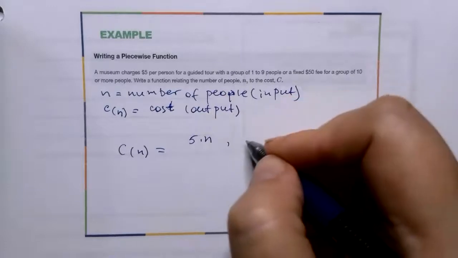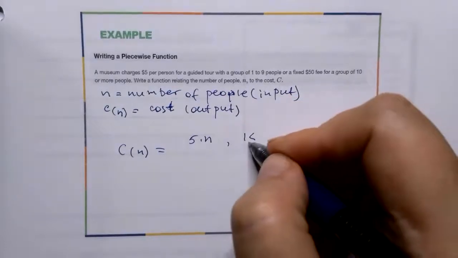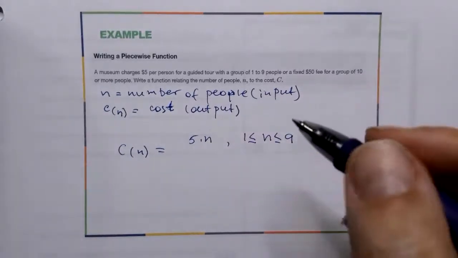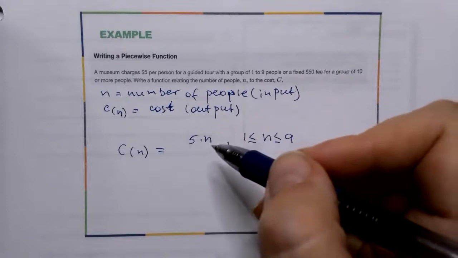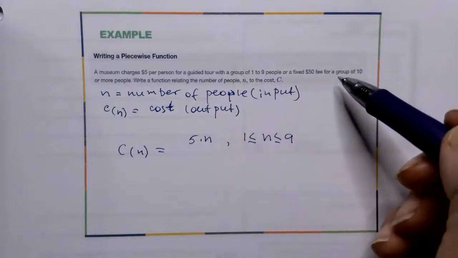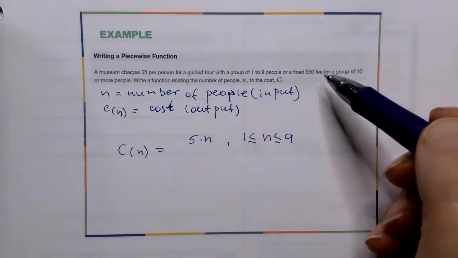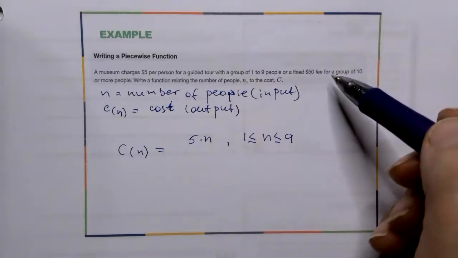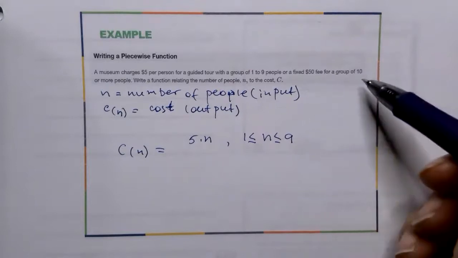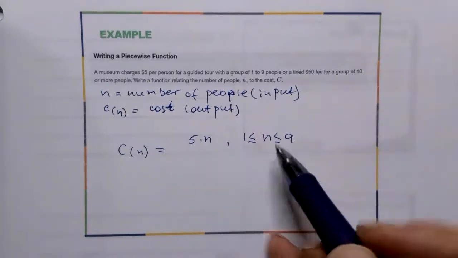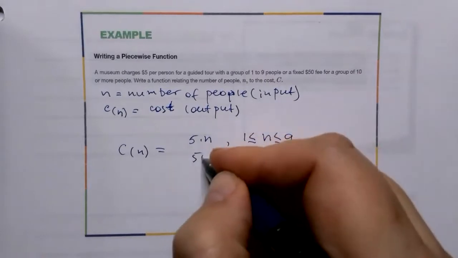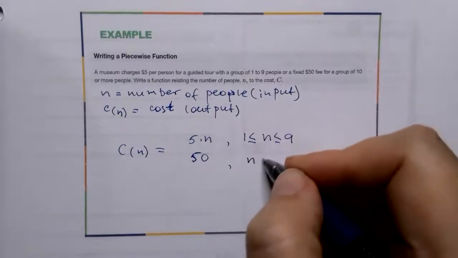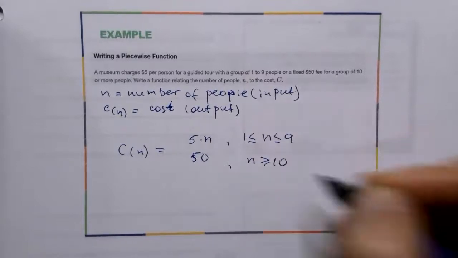and that's for small groups between 1 and 9. But then after we reach 10 people, we're going to be charged a $50 flat fee. So the rule changes to rule 2. So this is our rule 1. Rule 2 is just 50, no matter what N is, as long as it's 10 or greater.